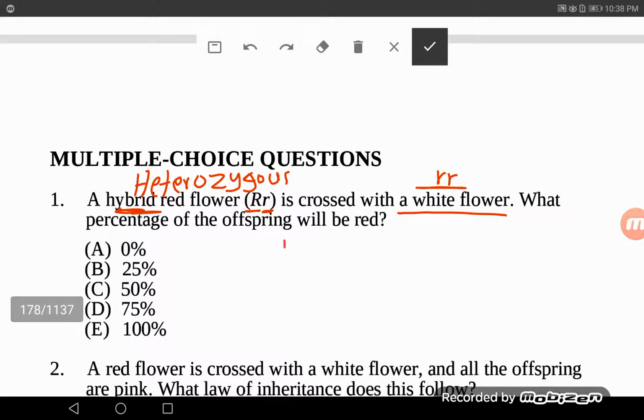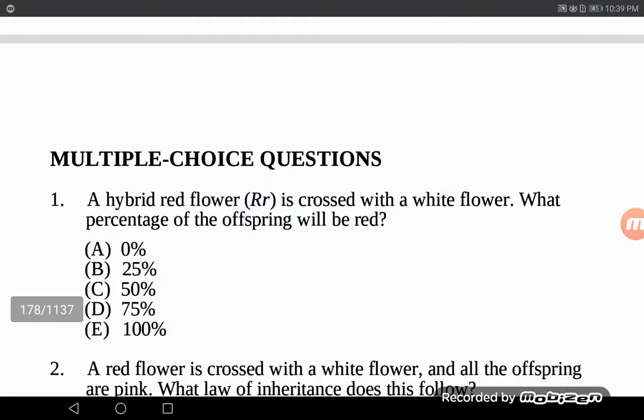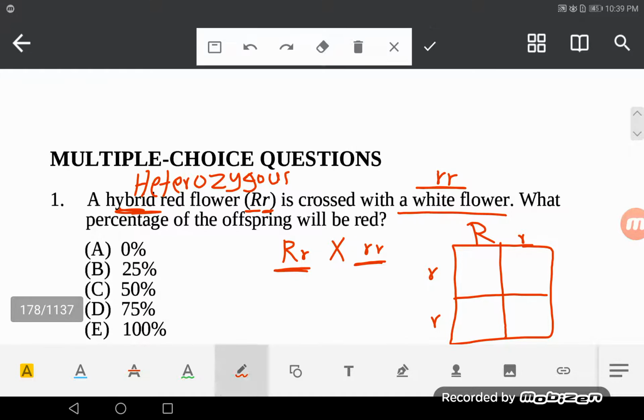So now we have a red plant, which is heterozygous, R capital r small, crossed with a white flower, which is r small, r small. When we are doing the cross, we have to draw a Punnett square. So we will write the alleles of the red flower here, R capital r small, and the alleles of the white flower here. So now we have to cross it. How will we do the crossing process?